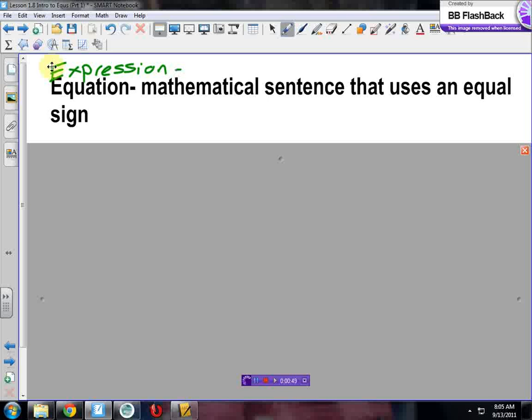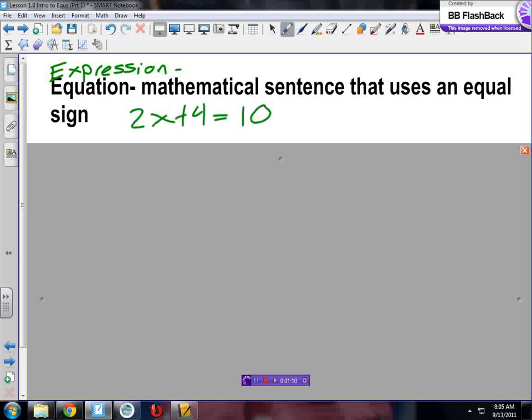What do you think an expression means? If an equation has an equal sign, an expression doesn't, right? So an expression would be like 2x plus 4. Expression. Equals 10. Now it's an equation.